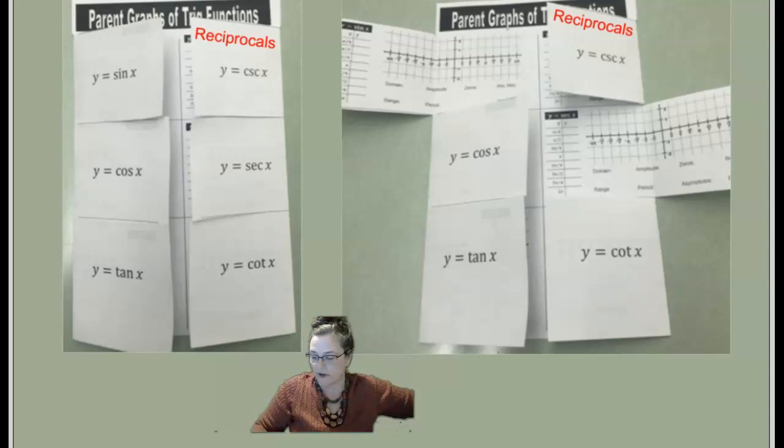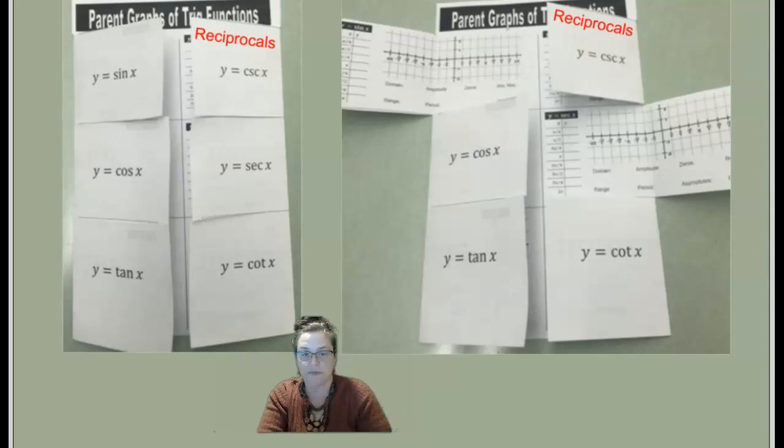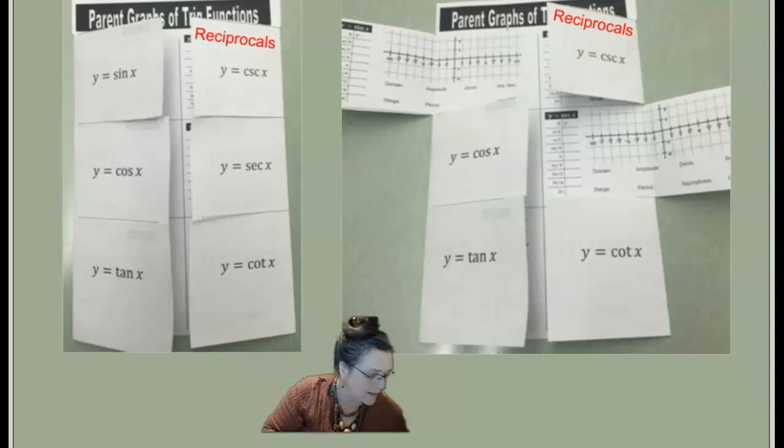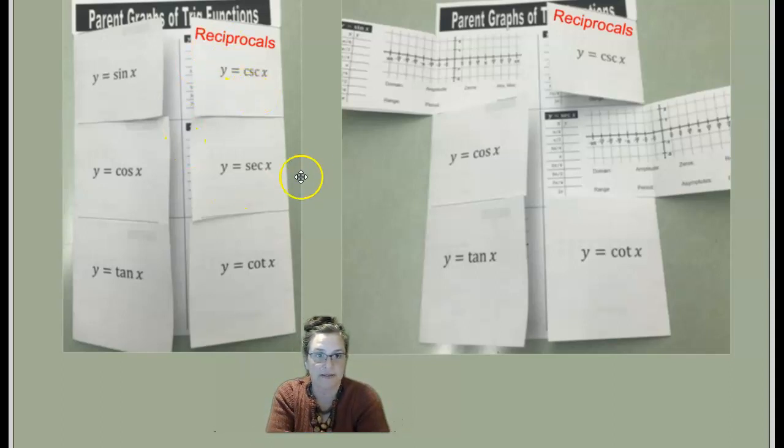If you don't have a copy of the notes or a printer, feel free to make your own just by folding up a sheet of notebook paper and dividing it into 6 sections, one for each of our parent graphs: sine, cosine, tangent, and then their reciprocals will go across from them. So the reciprocal of sine is cosecant, reciprocal of cosine is secant, tangent reciprocal is cotangent, and then the quotient identity, sine divided by cosine, is tangent. So that's why we have them in that order going down the side edge.